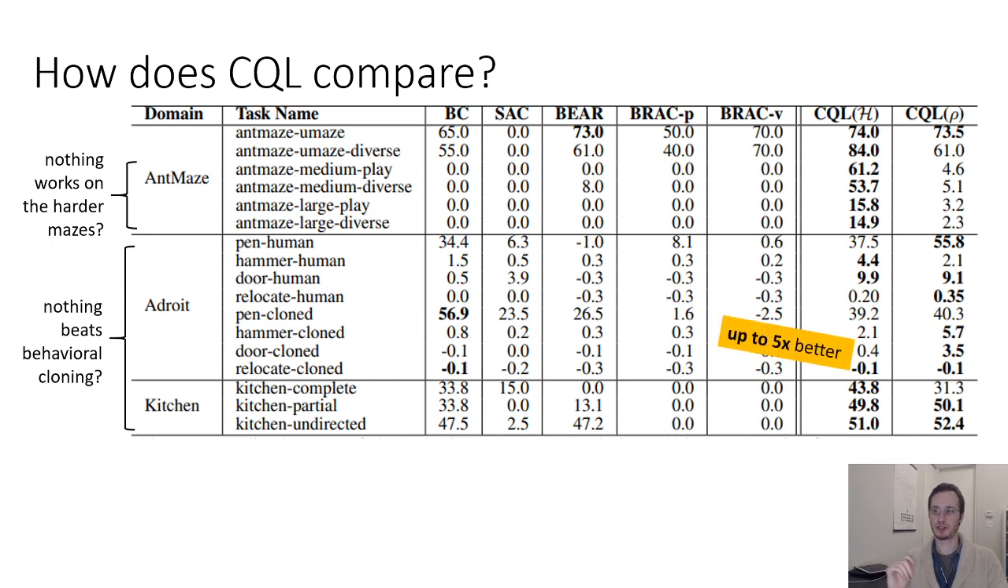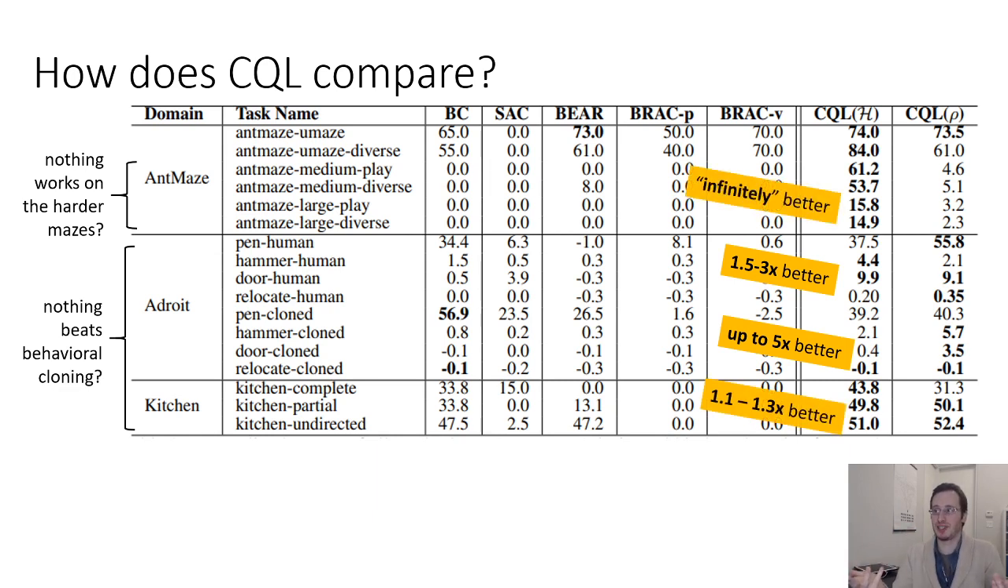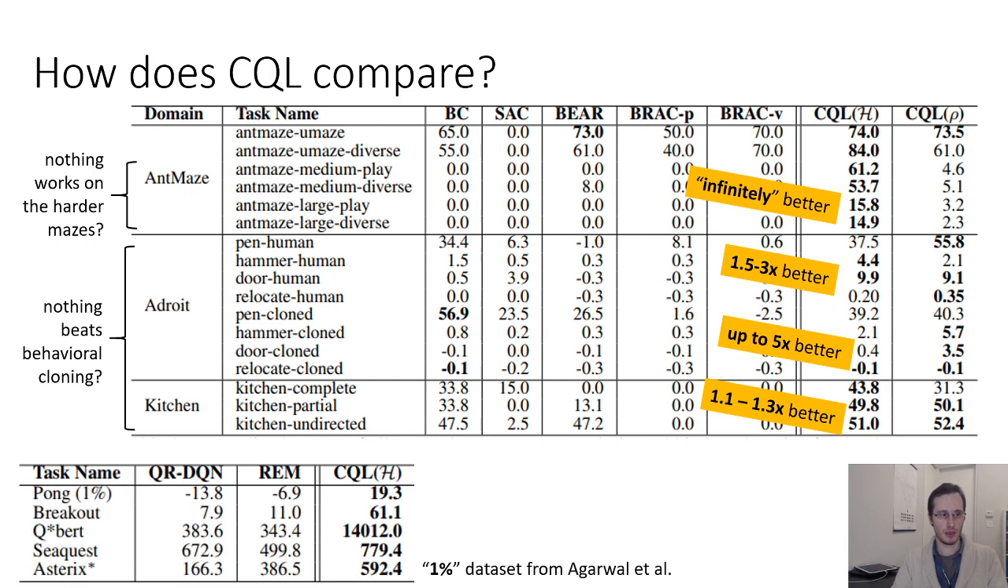So it's up to 5x better on some of the tasks, 50 to 300% better on others, 10 to 30% better on the kitchen tasks, and essentially infinitely better on the antmaze tasks because it's the only thing that does anything at all. On Atari games, we also evaluated this on the 1% dataset from Agarwal et al., which is the most difficult dataset, and again we see improvements of 50 to 600%.